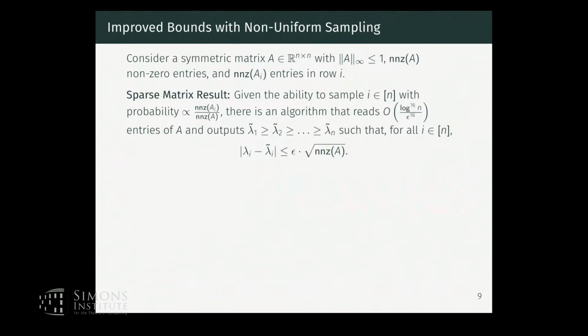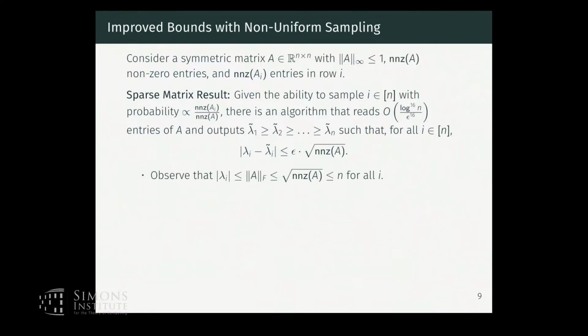Okay. So if we can sample with probability proportional to sparsity, we get an algorithm that also has polylog n over epsilon sample complexity. Note that my polylogs are way worse here. But I get a much better error guarantee. My error scales as epsilon times square root of nnz(A).